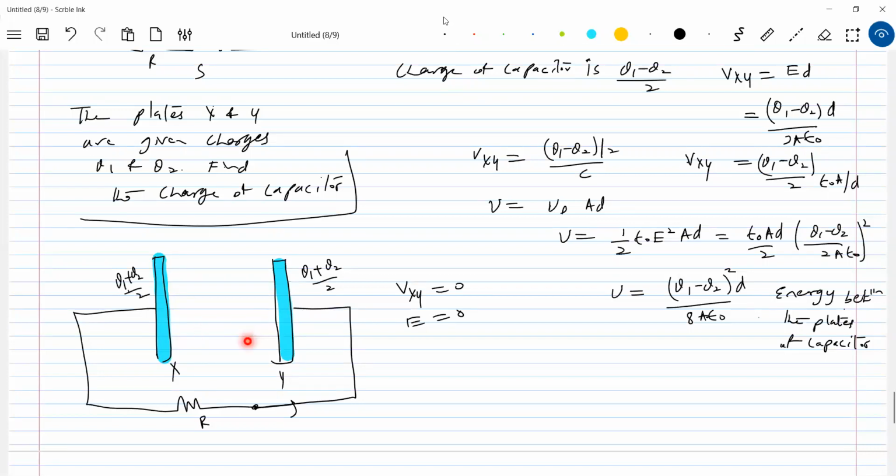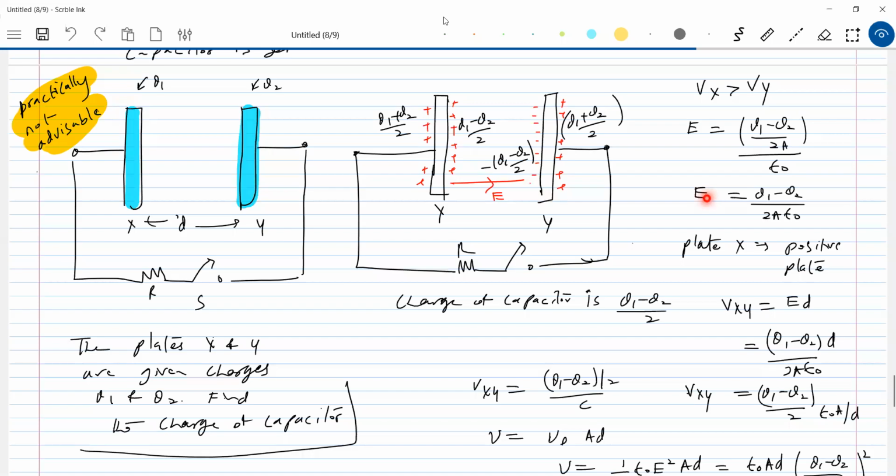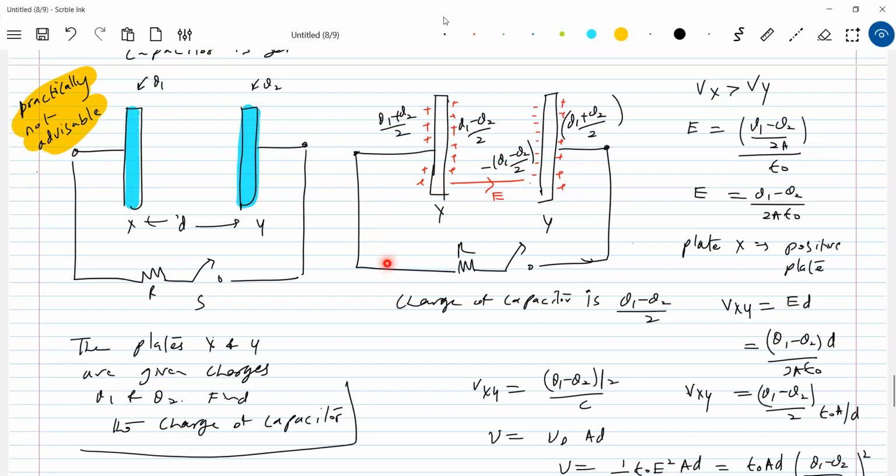So let's go back to this circuit. Which plate is at higher potential? Vx is greater. Go back to electrostatics, because the net field between the plates is towards the right. So Vx is greater than Vy. If you give a path for the flow of charge, the charge will flow from higher to lower potential. So the charge will start flowing like this.